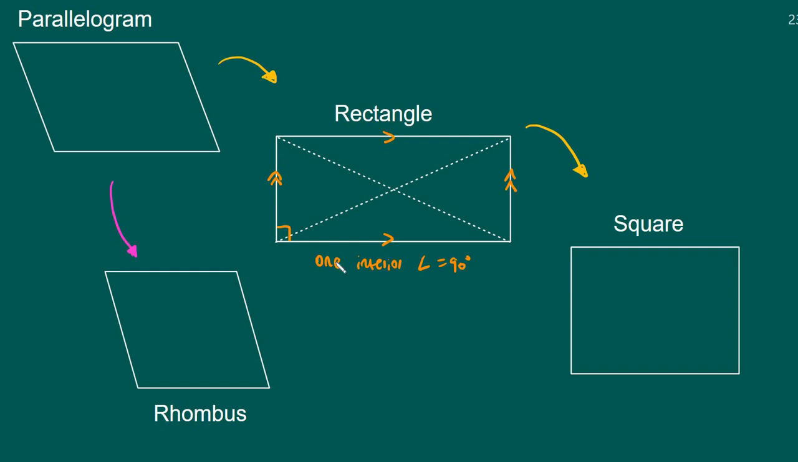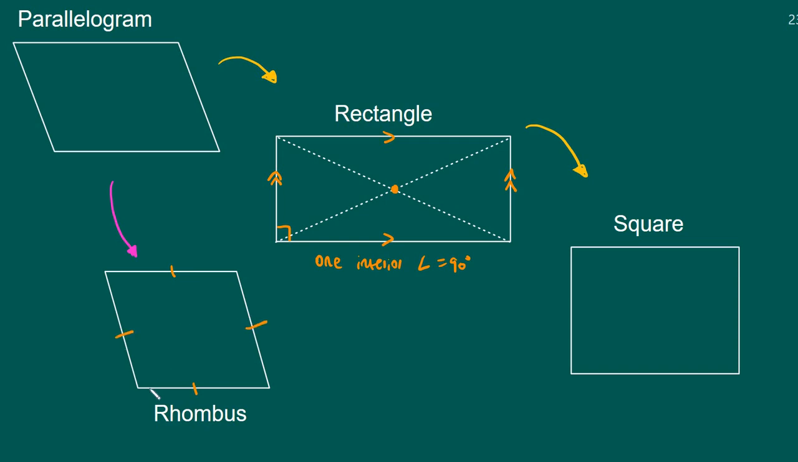They bisect each other, isn't it? They do bisect each other, right? Yeah, so a rectangle is a parallelogram with one angle equal to 90 degrees. And then how can you make a parallelogram become a rhombus? Well, you can make it a rhombus if all the sides of that parallelogram are equal.